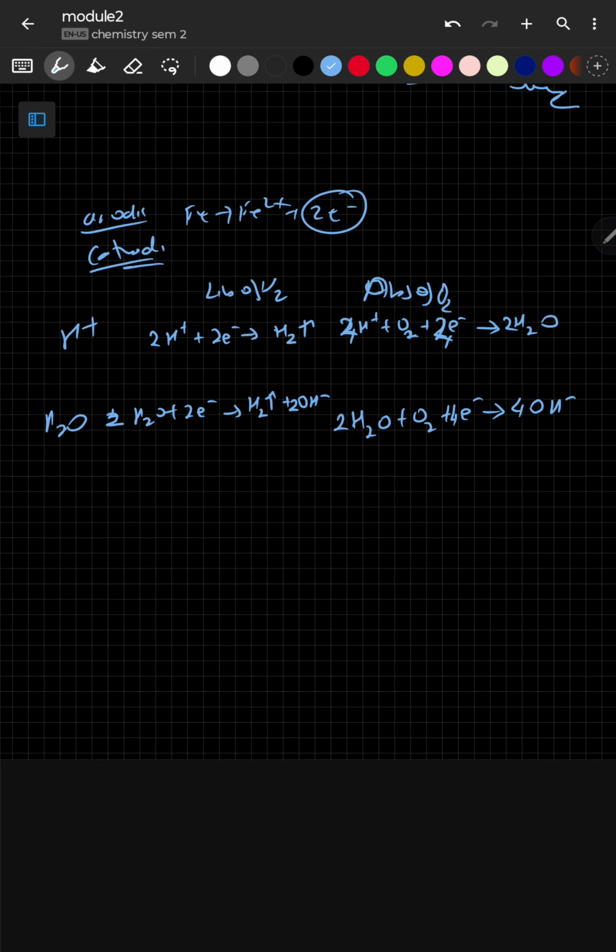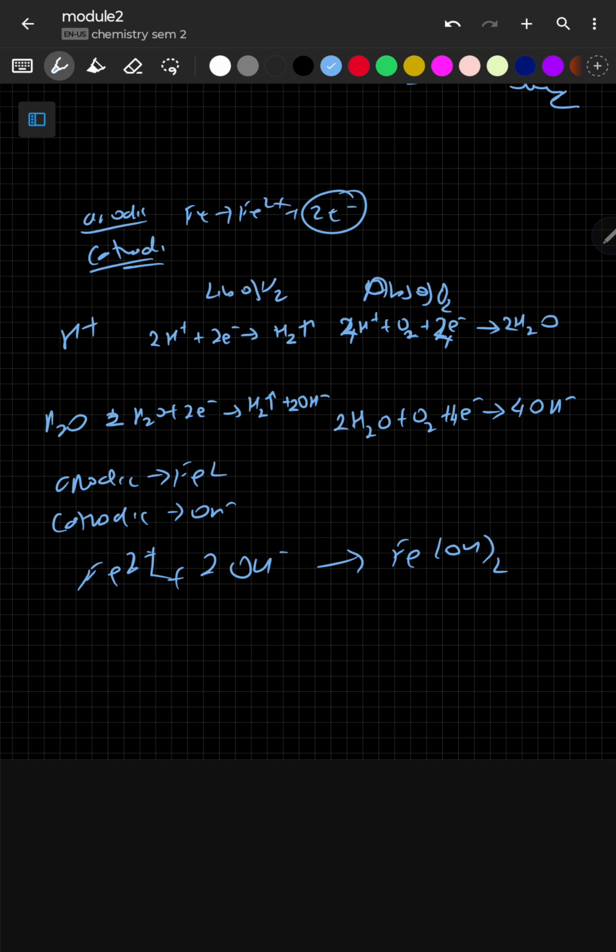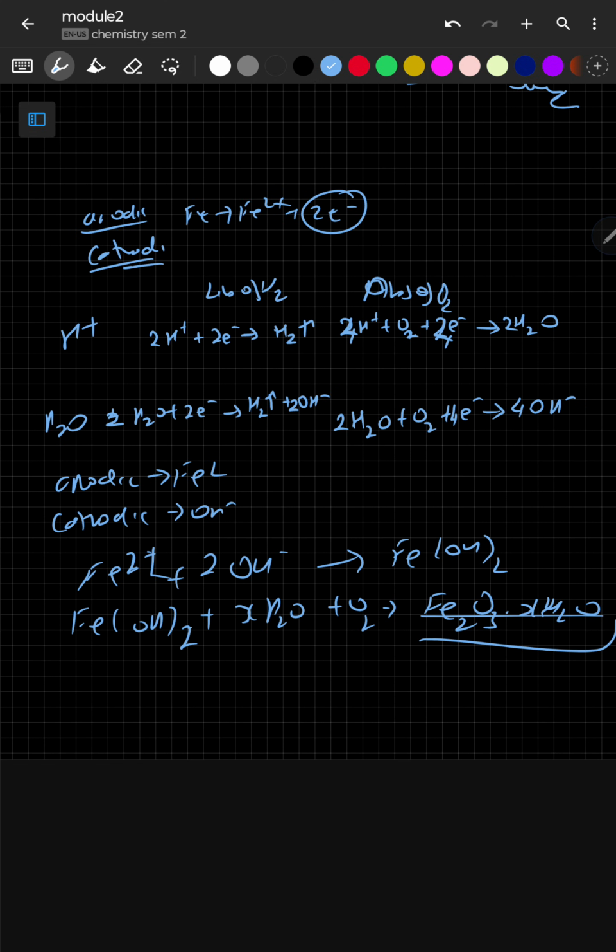You understood this. So the active species in the anodic reaction was Fe2+. In the cathodic reaction it is OH-. So Fe2+ and OH- will form Fe(OH)2. You have to remember the products. So Fe(OH)2 will further react with xH2O and oxygen to form Fe2O3.xH2O. This is hydrated ferric oxide, and in limited oxygen, the same Fe(OH)2 will form Fe3O4.H2O, which is black rust.